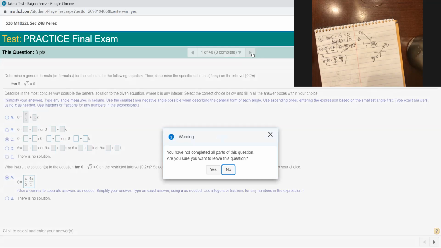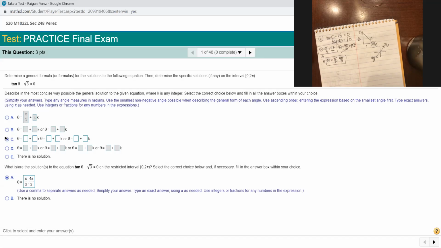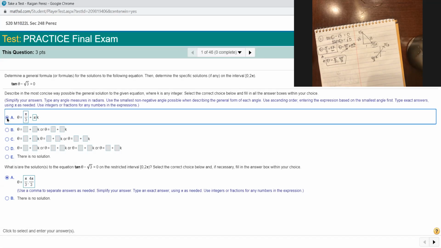I have not completed all parts. Oh, do you see how I did that? I accidentally flipped C instead of A, which would mark it wrong. So double check that you don't make that same mistake when you go to click off of it.